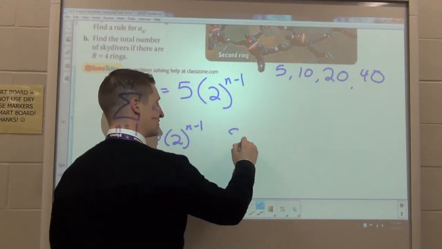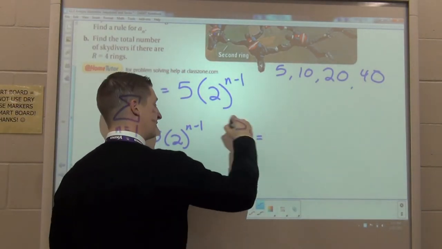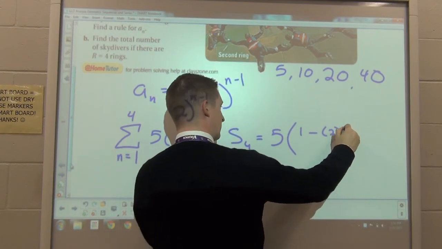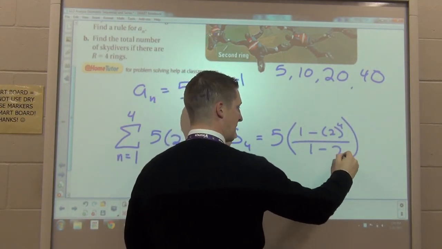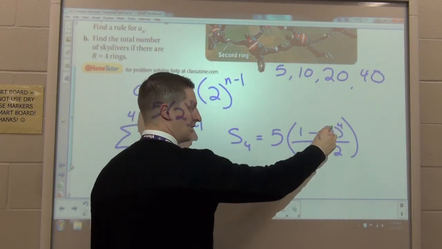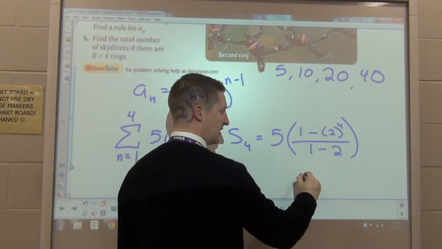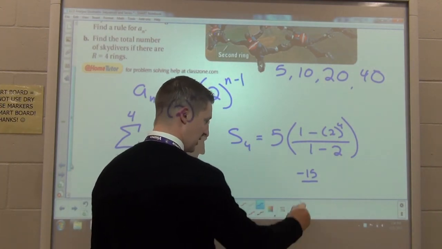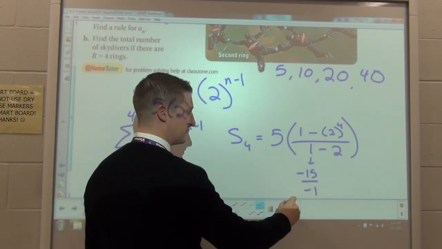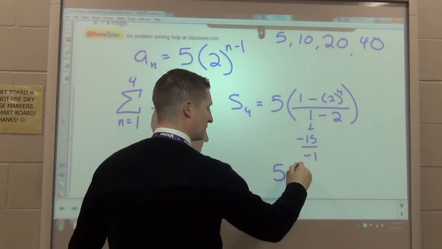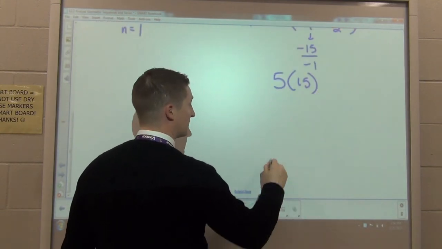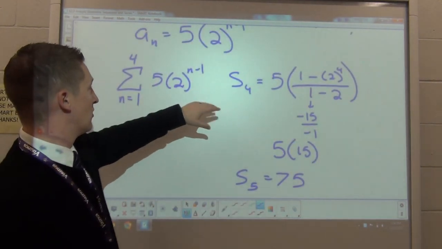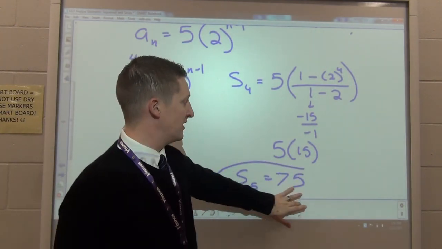If you were to use our rule that we just learned before, the sum of the first 4 terms is equal to the first term 5 times 1 minus the common ratio of 2 to the nth power, which is 4, all over 1 minus the common ratio. Well, let's think about what this is going to be. 2 to the 4th is 16. 1 minus 16, that's negative 15. 1 minus 2 is negative 1. So we take negative 15 divided by negative 1, that's going to be positive 15. If I take 5 times 15, I end up with 75. So the same thing that you get if you just simply add them by hand, or if you use sigma notation, no matter what, there's 75 skydivers in formation.